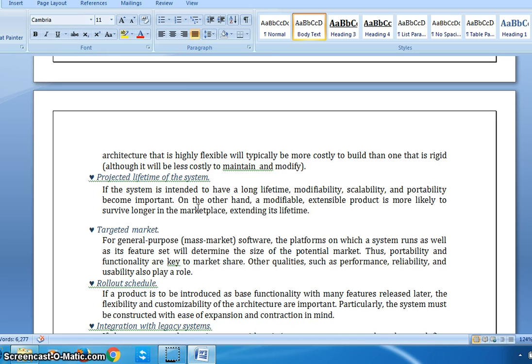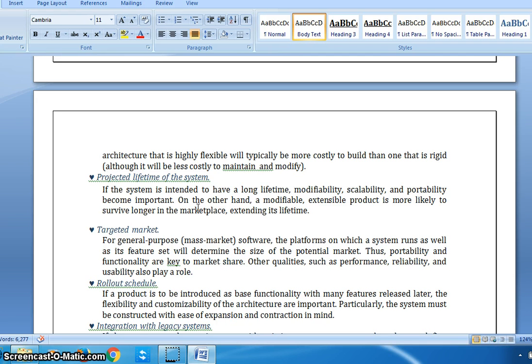On the other hand, we can say a modifiable, extensible product is more likely to survive longer in the marketplace, extending its lifetime. Obviously, instead of purchasing a new product for a small alteration or modification, within the existing product we can make some modification, and that is nothing but an extended product, and it is more likely to survive longer in the marketplace.